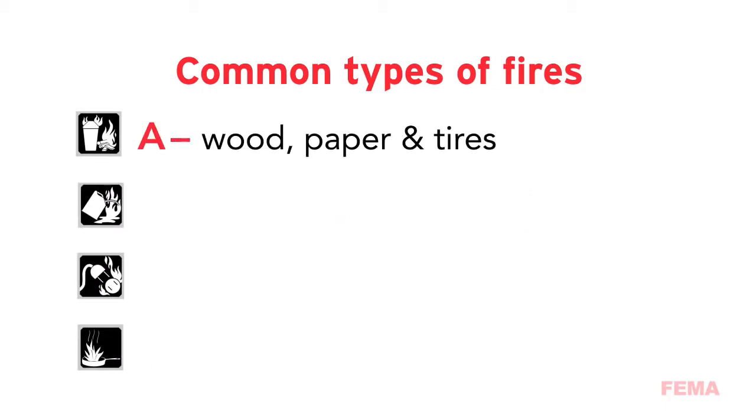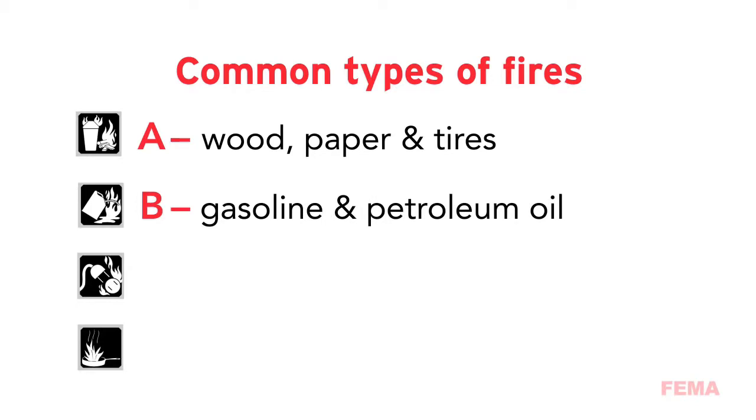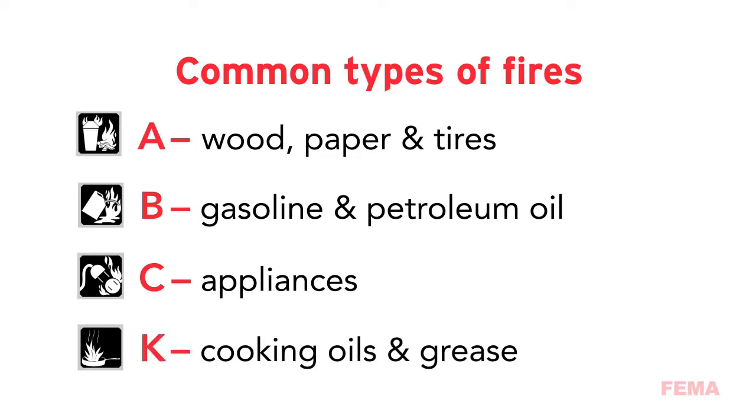Class A fires involve common combustibles like wood, paper, and tires. Class B fires involve flammable liquids like gasoline and petroleum oil. Class C ratings involve energized equipment or things that are plugged in, like appliances, computers, televisions, and electric machinery. Class K fires involve cooking oils and greases, like vegetable fats.